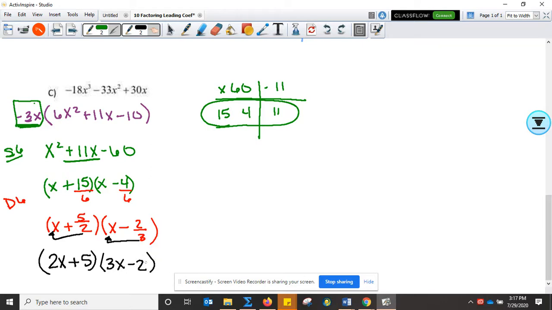Okay, so we just factored 6x squared plus 11x minus 10. Do not forget to bring down your -3x.